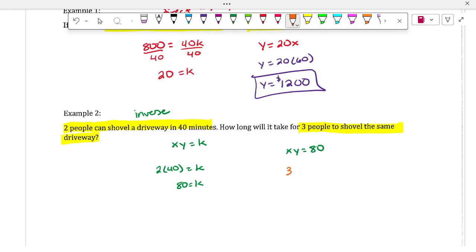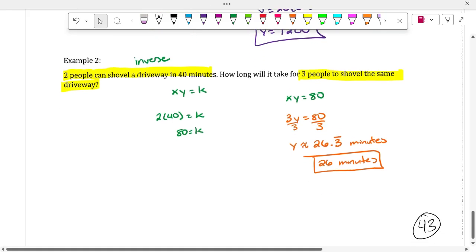So that means I have xy is equal to 80. So then I have 3y is equal to 80. Divide by 3. y would equal what? Approximately 26.7, 26.67 repeating minutes. So about 26 minutes. And that's pretty much all there is to variation.